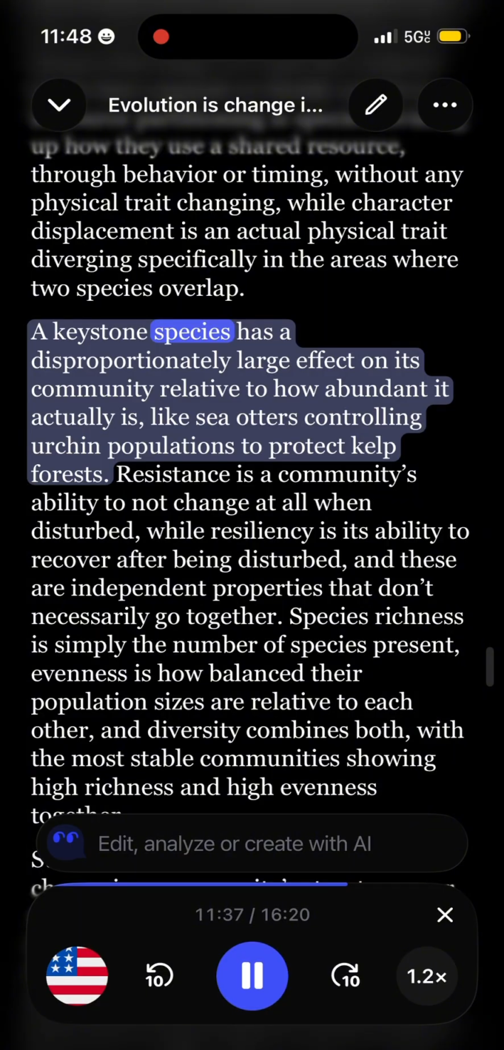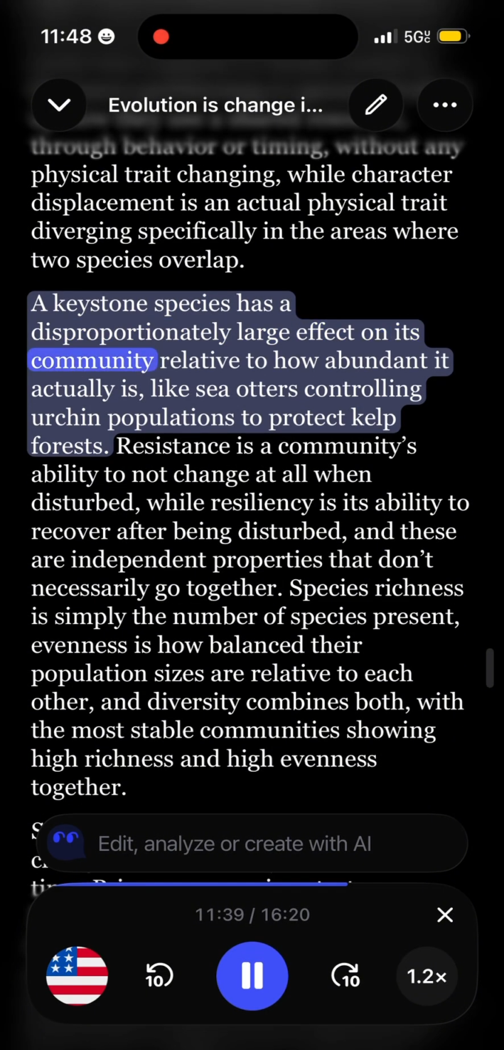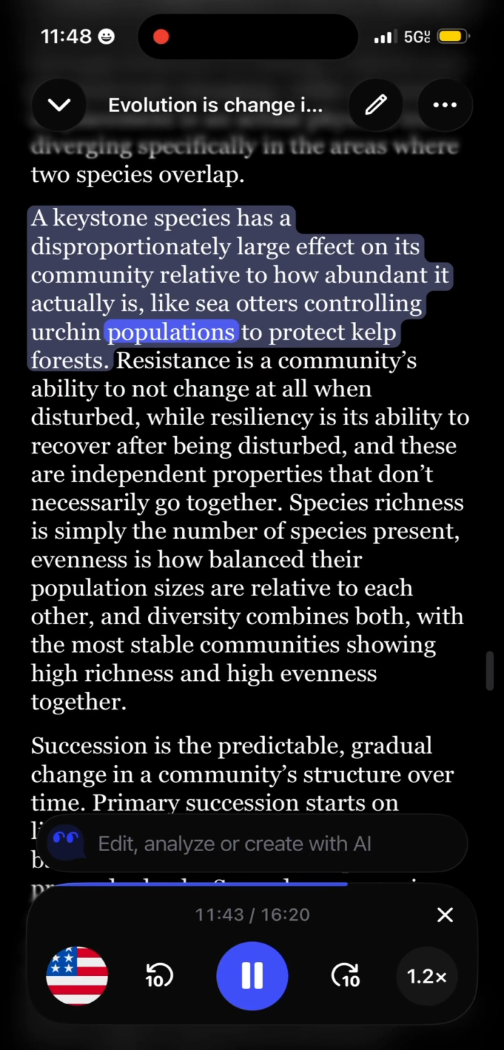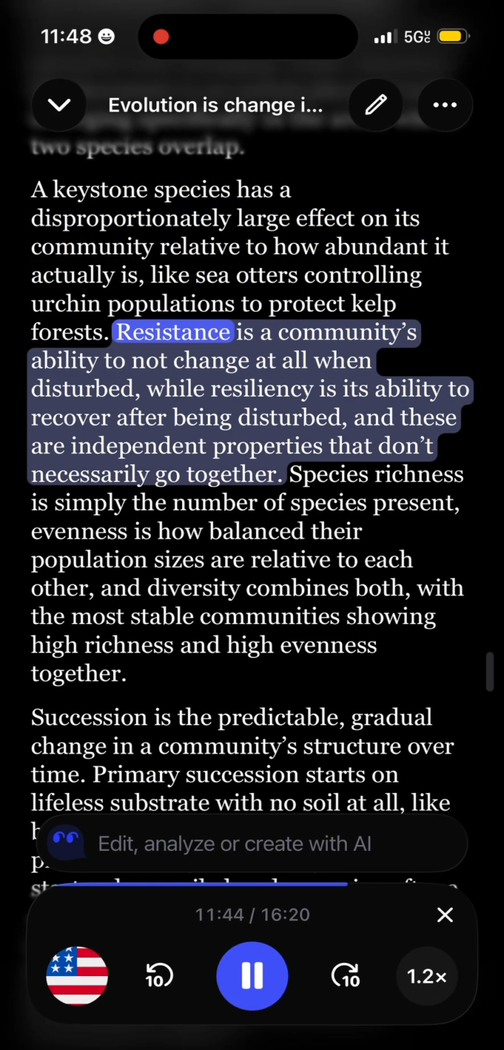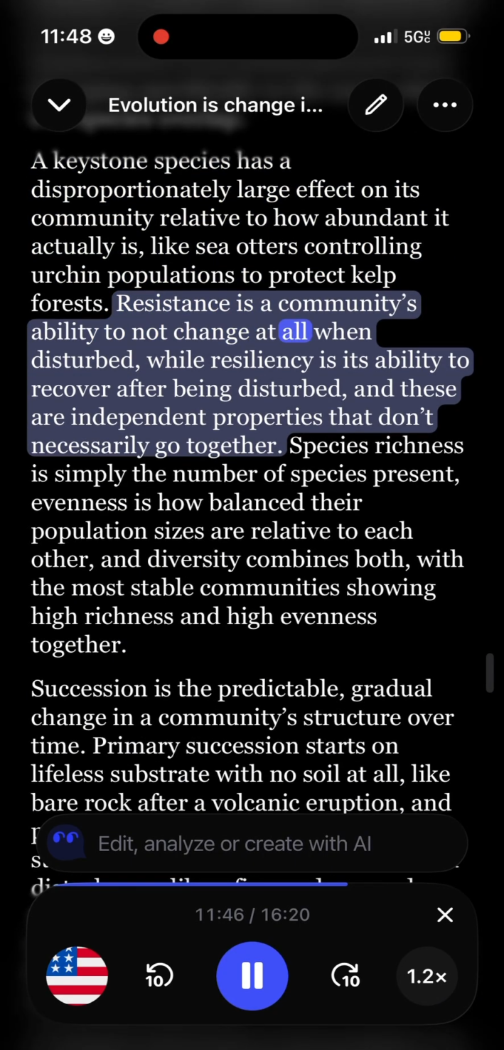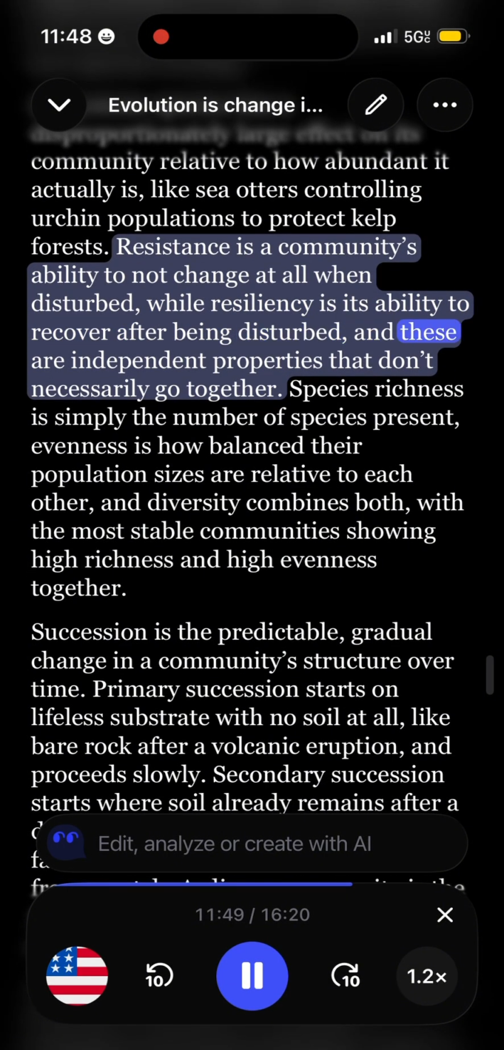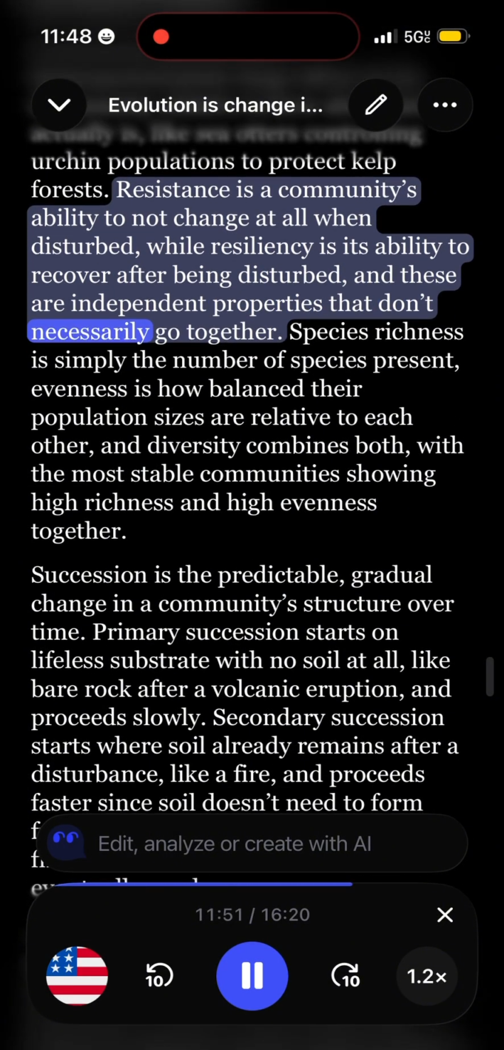A keystone species has a disproportionately large effect on its community relative to how abundant it actually is, like sea otters controlling urchin populations to protect kelp forests. Resistance is a community's ability to not change at all when disturbed, while resiliency is its ability to recover after being disturbed, and these are independent properties that don't necessarily go together.